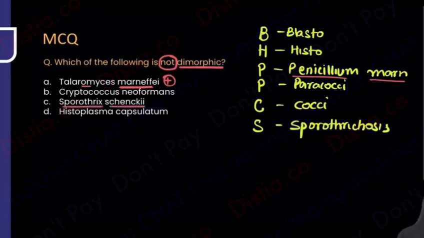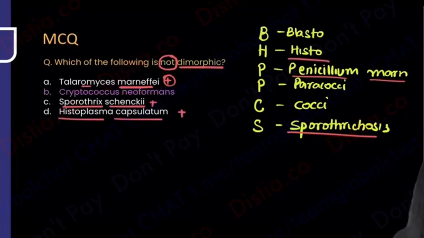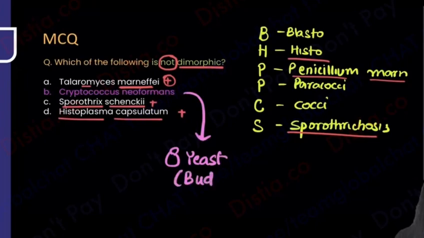Coming to Sporothrix schenckii, sporotrichosis, is that a dimorphic fungus? Yes. Histoplasmosis, or Histoplasma capsulatum? Yes. So which of them is not dimorphic was the question, and the one that is not dimorphic is Cryptococcus neoformans, because I think everyone remembers Cryptococcus was the yeast form. When I say yeast form, it means Cryptococcus was the one that was showing me budding. So the answer over here is option B.